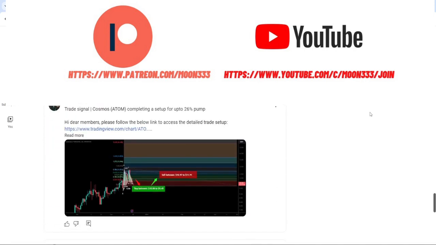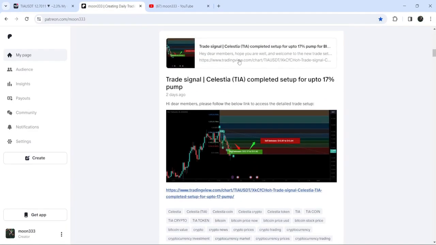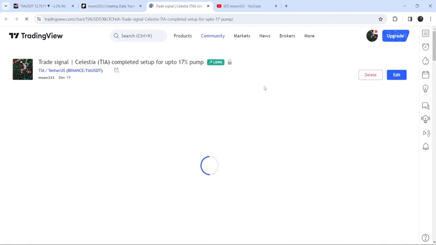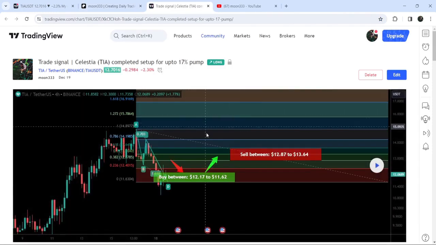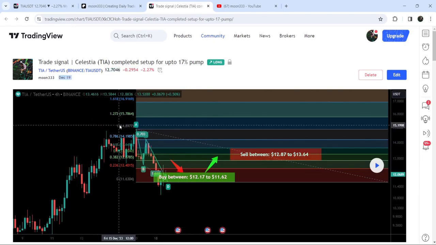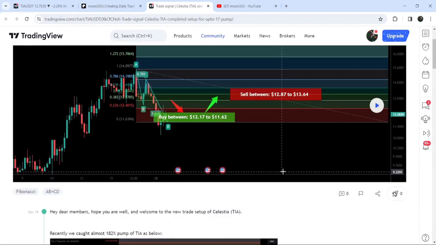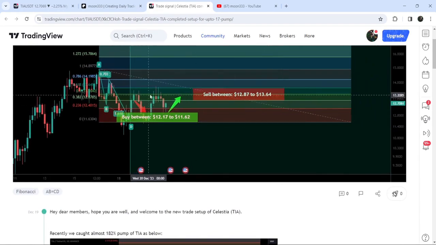So let's start the analysis. First of all, let me begin with my most recent trade signal for TIA that I shared almost 2 days ago with my members. That was a harmonic bullish reversal AB equal to CD pattern, which was formed on a 4-hour time frame chart with US dollar pair. You can see I shared this idea on 19th of December. And this was the complete trade setup, by the way. This was the buying zone, this was the sell target zone, and this was the stop loss. Now if I play this chart, then you can see that the price started a very nice reversal from this buying zone and rallied to the sell target zone here. And so far it has produced almost 18% pump.